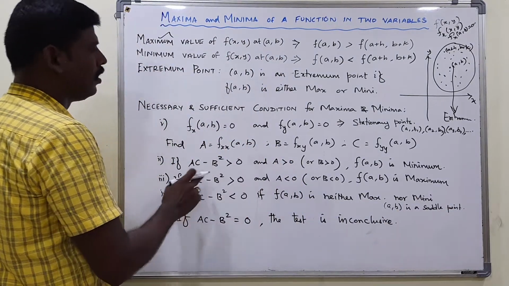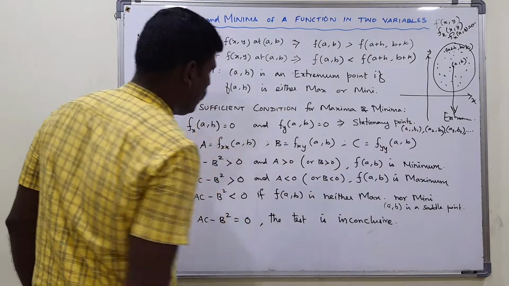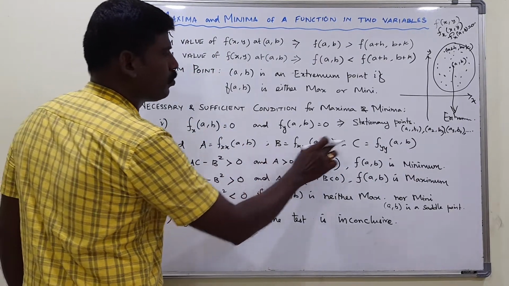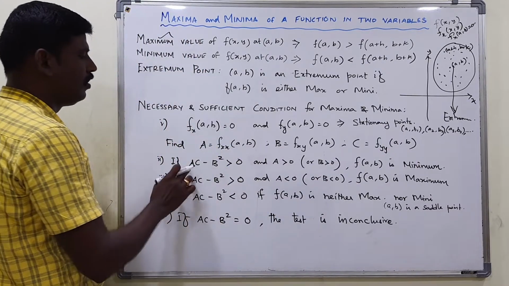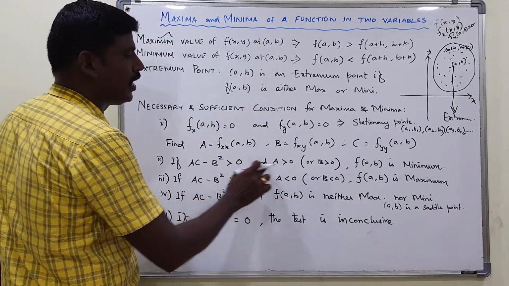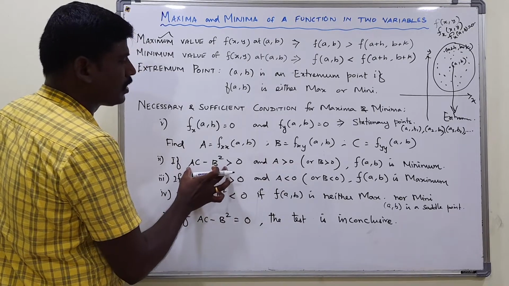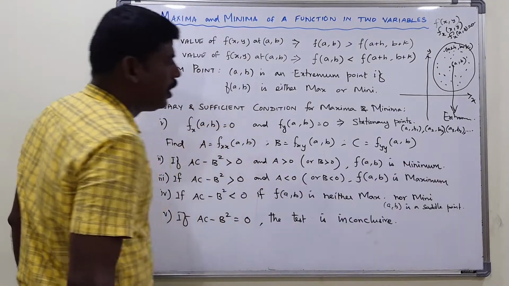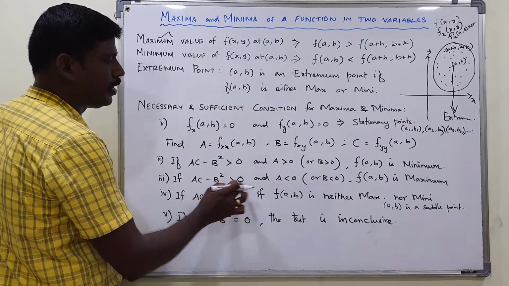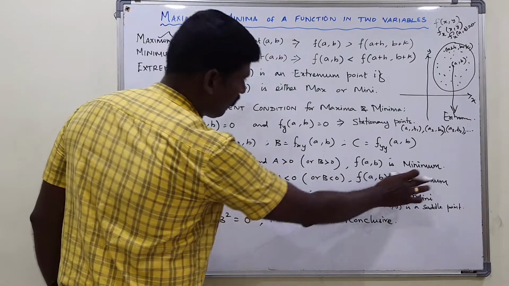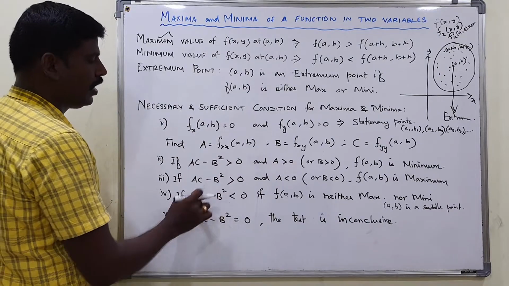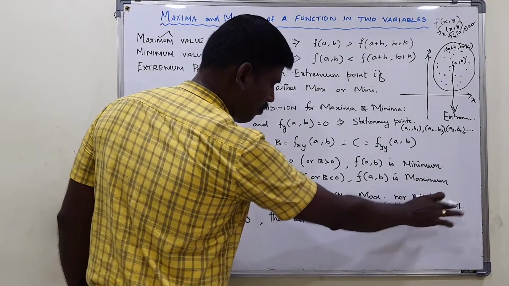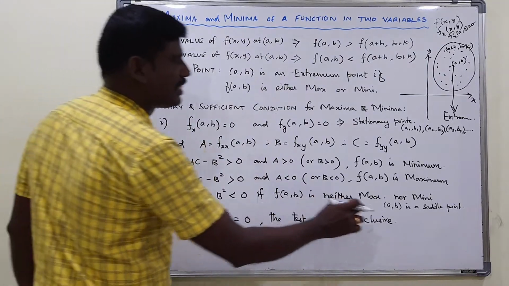Next, how to find the maximum or minimum. If AC minus B square, what is A? F double x. What is B? F xy. What is C? F double y. If AC minus B square is greater than 0 and A is greater than 0, so if it is positive and A is positive, then f of A comma B is minimum. If AC minus B square is positive and at the same time A is negative, then f of A comma B is maximum. If AC minus B square is less than 0, then f of A comma B is neither maximum nor minimum. Such points are called saddle points.